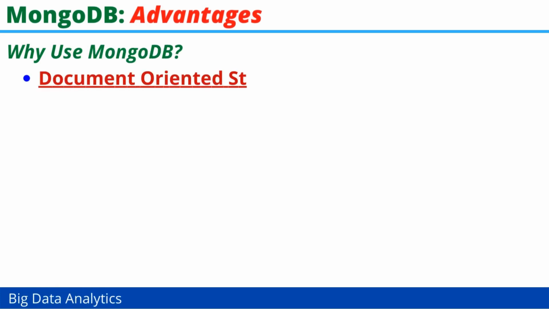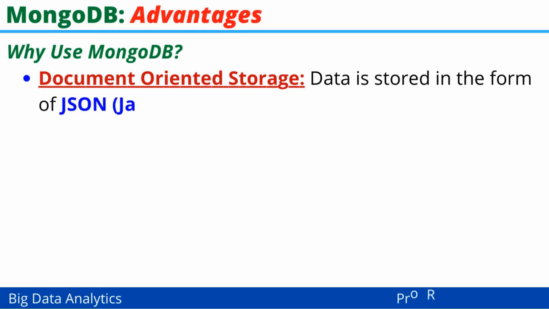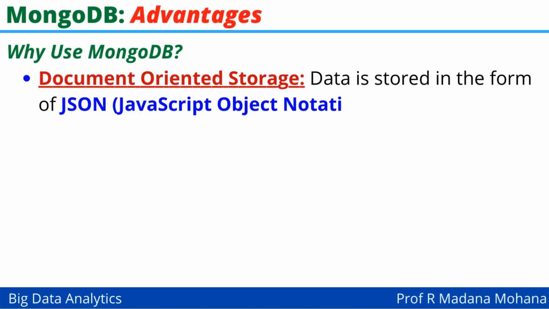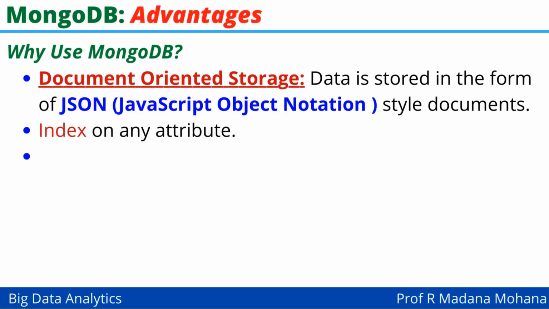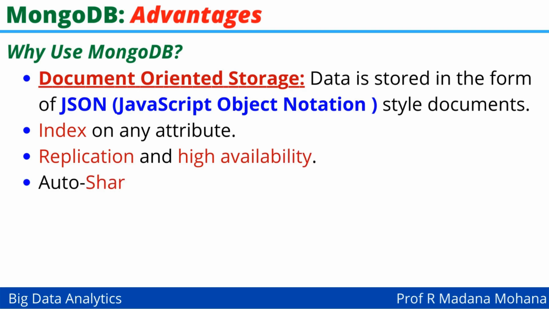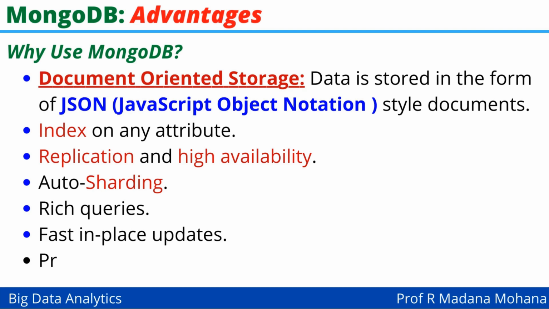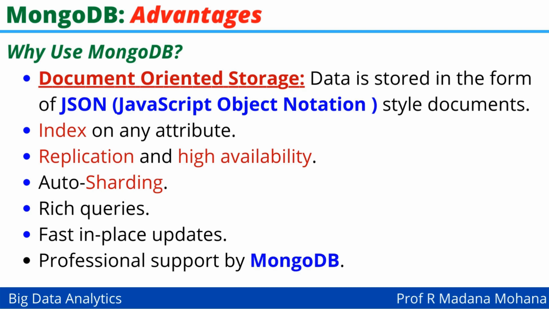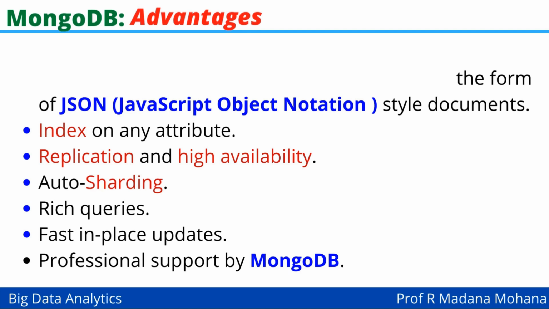Why use MongoDB? Why is MongoDB required? The first advantage is document-oriented storage. Data is stored in the form of JSON, that is JavaScript Object Notation, so JSON style documents. An index on any attribute is possible. Replication and high availability are also possible. Then auto sharding is allowed, and rich queries exist. Fast in-place updates, and professional support by MongoDB is always available. So these are the reasons why we have to use MongoDB.